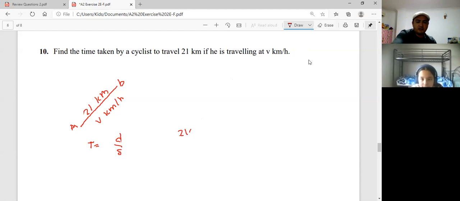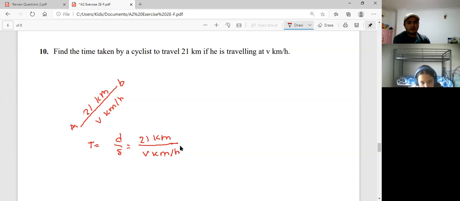Why are you writing there? Just write next to D over S. That's 21 over V. Now simplify. The kilometers can simplify each other. And what is the unit of time? It is hours, right? Just write 21 over V hours.